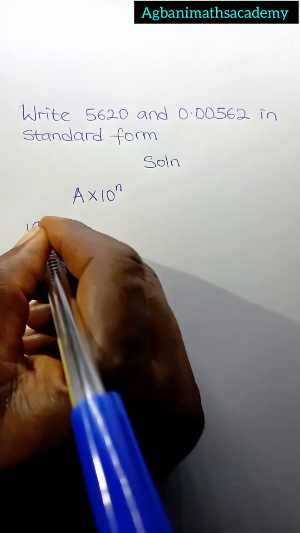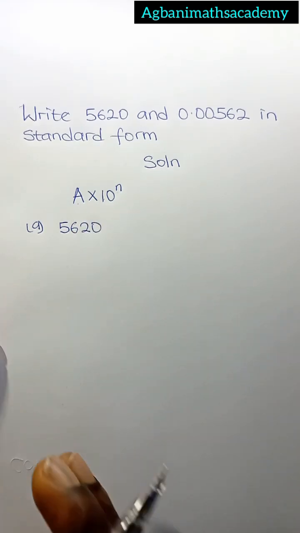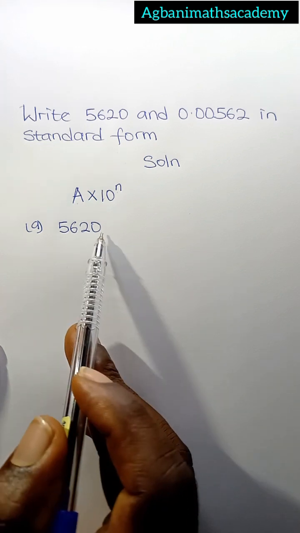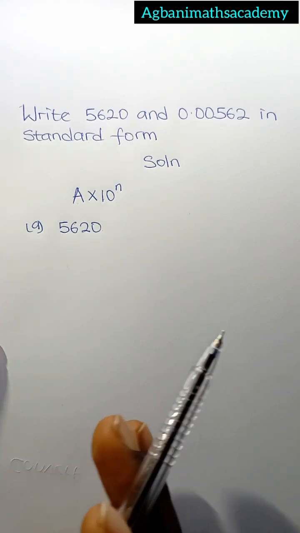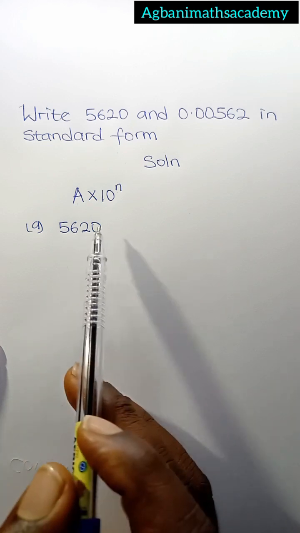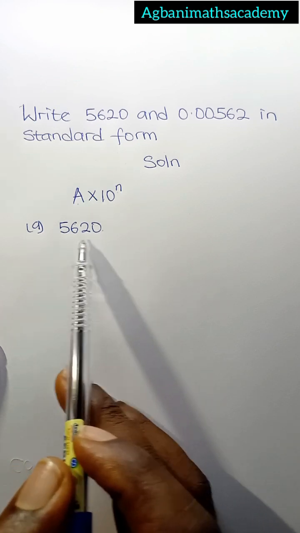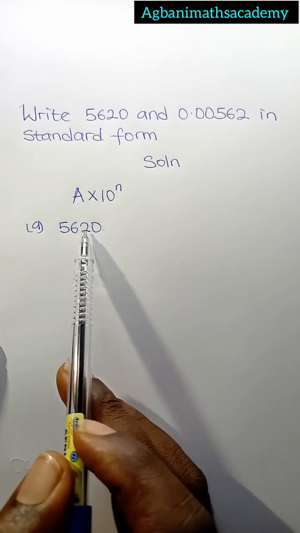A, we have 5620. So we want to write 5,620 in standard form. The first thing we're going to check is, where is the decimal point? The decimal point is at the end. Every whole number has a decimal point at the end of the number. Because it is at the end, it is always invisible. So the decimal point is here. This means initially our value of A is 5,620.